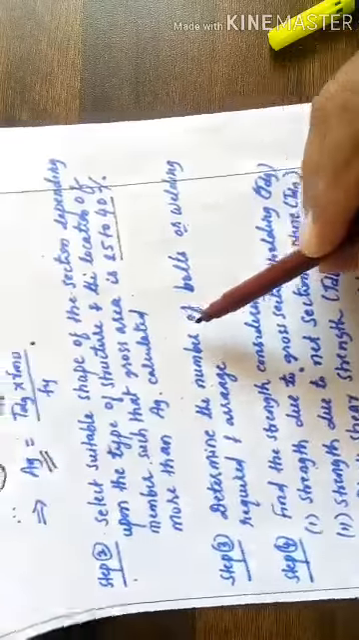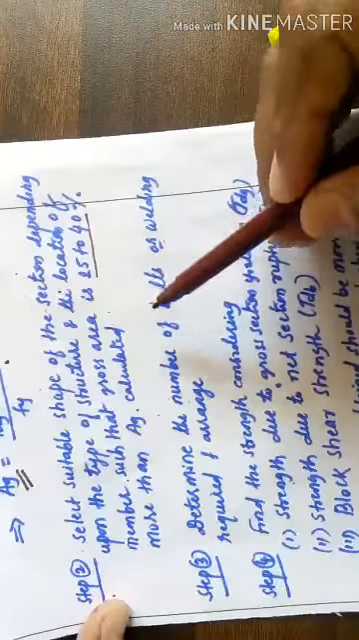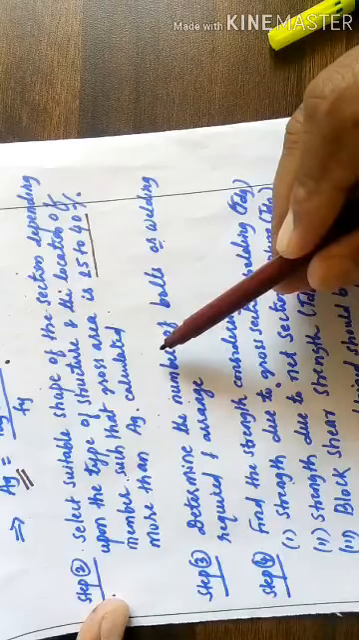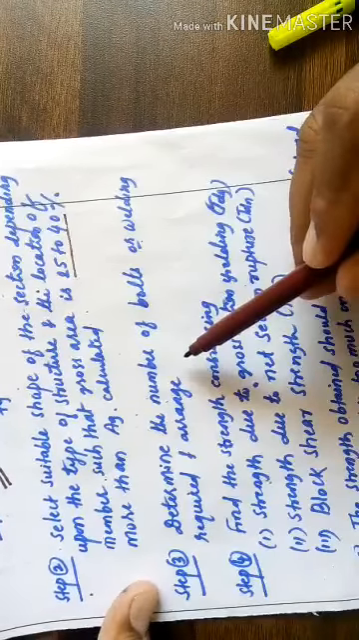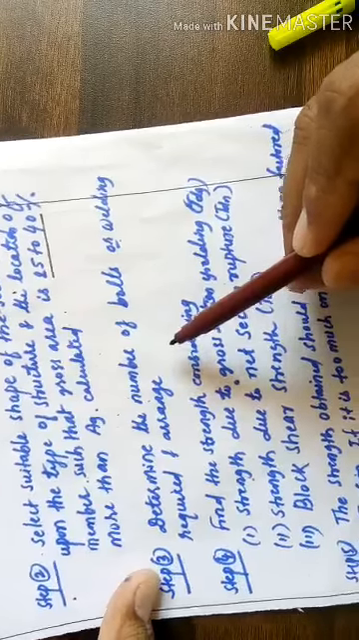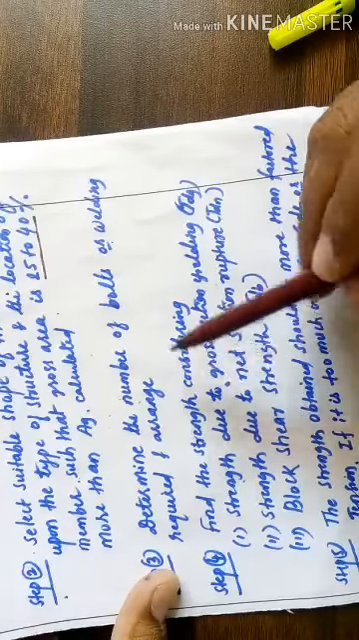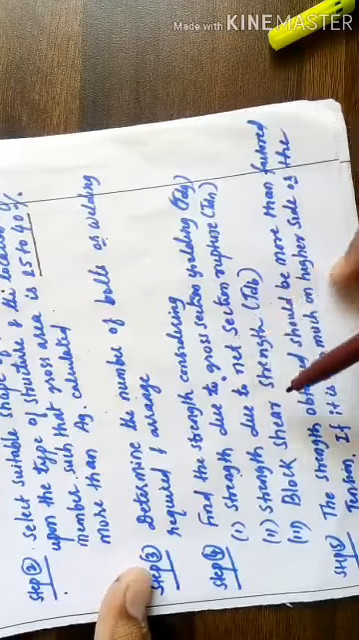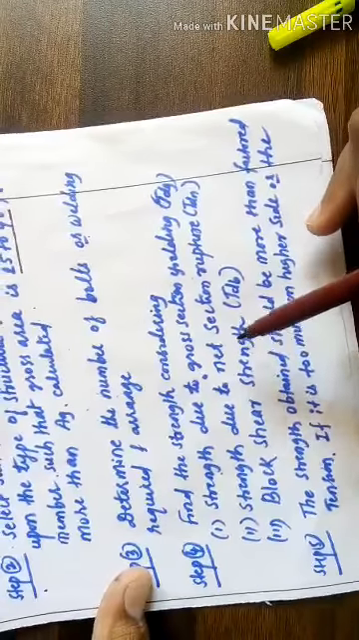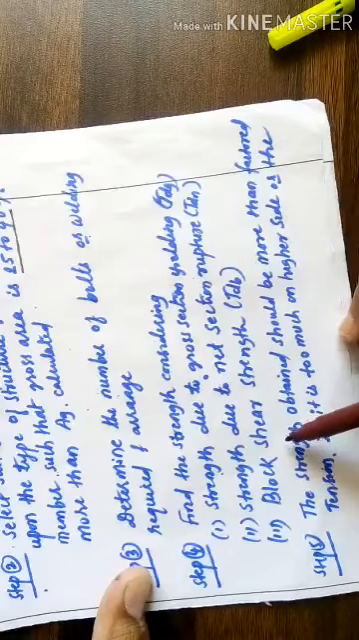So first we have calculated the area, then for that area we have selected the section from the steel table. Then after selection we have calculated the number of bolts required for the connections. Then after getting the number of bolts, we have arranged those bolts in a chain pattern or diamond pattern. Once we have arranged, we need to check whether the section is safe or not. Safe in three modes of failure.